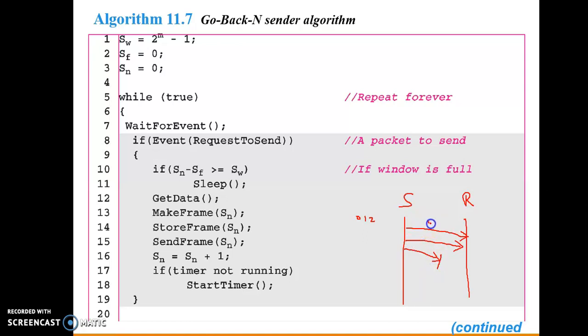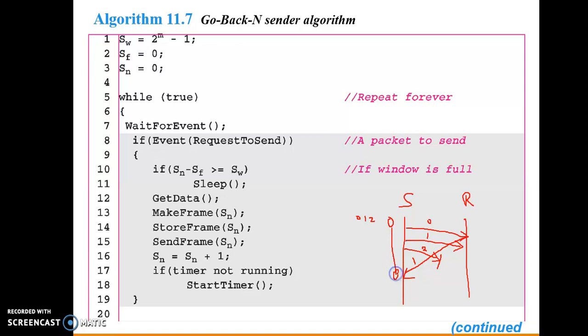Okay, frames 0 and 1 are sent, but 2 is lost. On the receiver side, after receiving 0, it sends acknowledgement 1, so no problem. Before receiving that, the sender sends 1 and 2. Frame 1 is also received safe and sound, but 2 is lost. So after the timer expires, this is the timer.